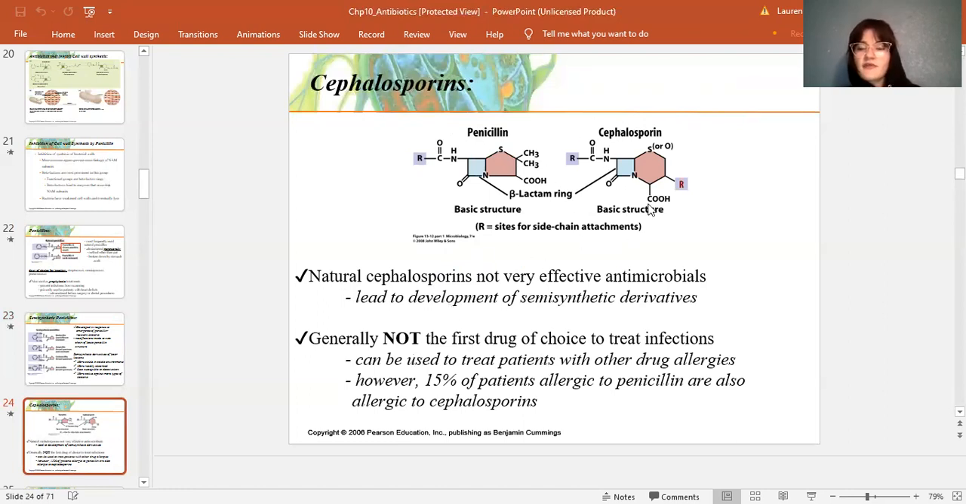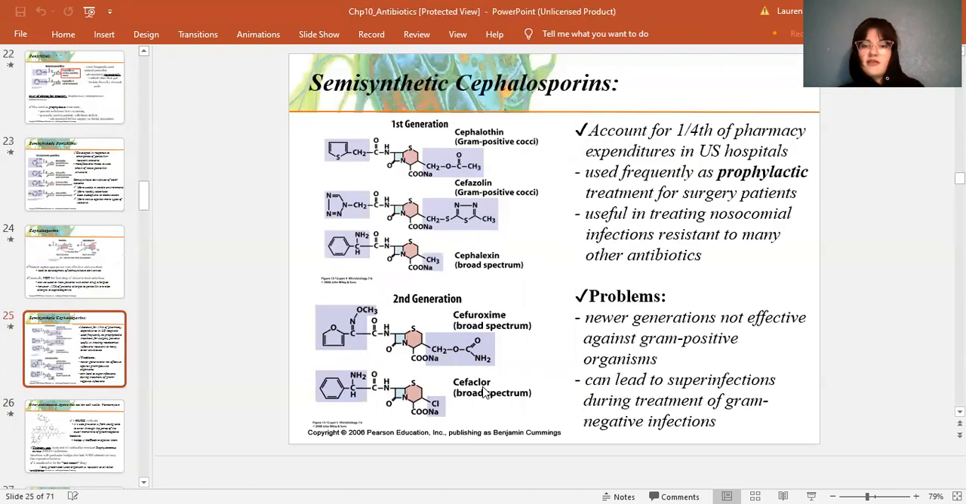Cephalosporins also not the first drug of choice, but think about the allergies. My sister personally has a penicillin allergy. She is kind of screwed, but the thing is, we can try to give her a cephalosporin, but 15% of people who are allergic to penicillin are also allergic to cephalosporins. So I hope she never gets a really bad infection, because that would be no bueno. Let's see. Yeah, cephalosporins. Think about this 1/4.